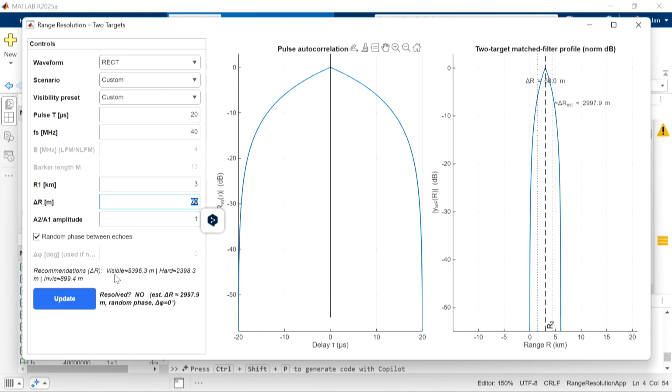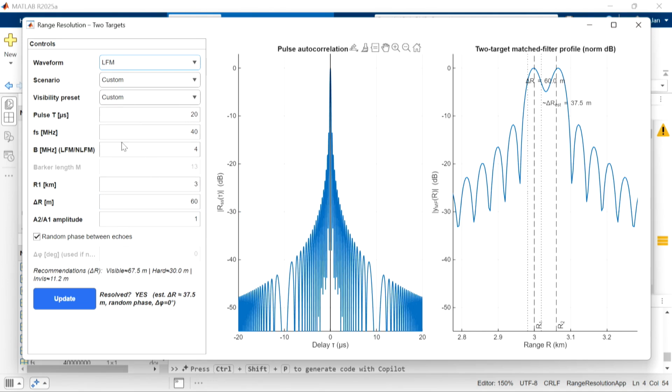Recommendation visible: if you can see, the resolution for a rectangular pulse is about 6 kilometers, so of course you can't recognize two targets, there is no change. If I use L04, resolved, yes. Visible at 70 meters, and you can see, but it is hardly visible. You can see this is only about 4 or 5 dB. It is not a big difference. We are on the edge.